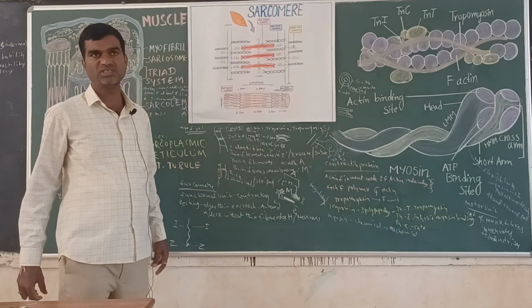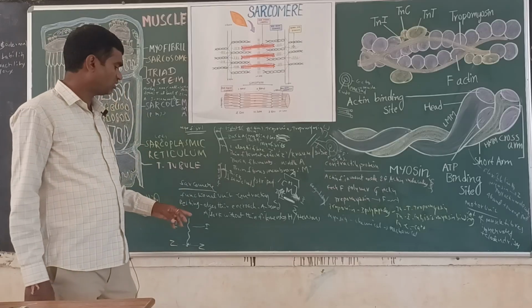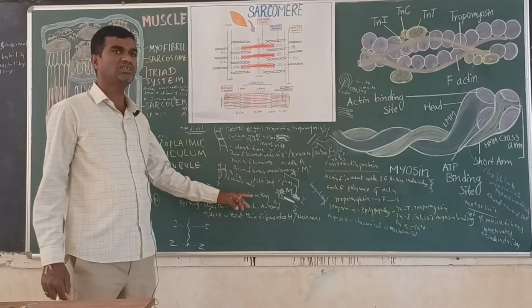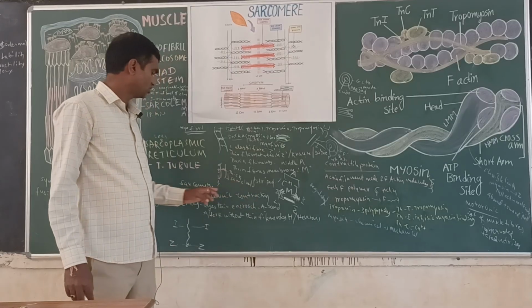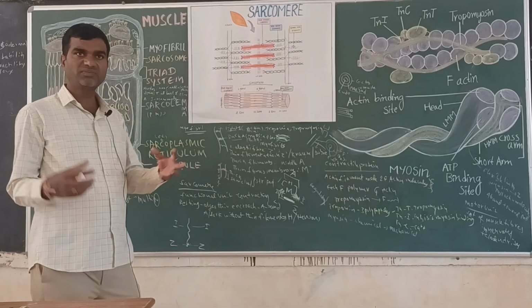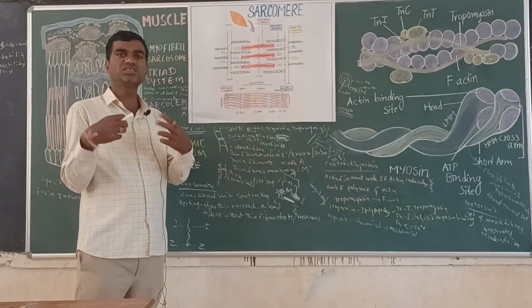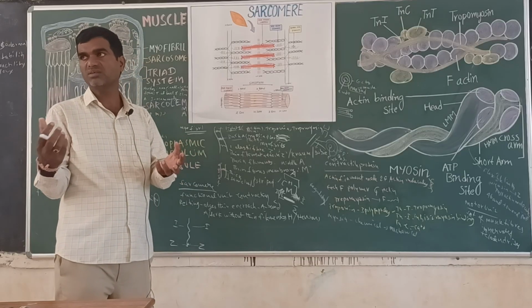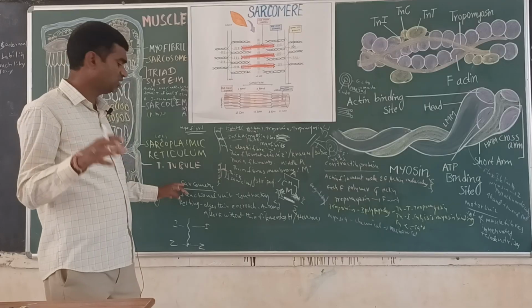The sarcomere is the functional unit of contraction. It is very important from the NEET point of view. They sometimes ask which one is the functional unit of contraction. That is the sarcomere, the region between two Z lines. It is important from the NEET or EAPCET point of view.